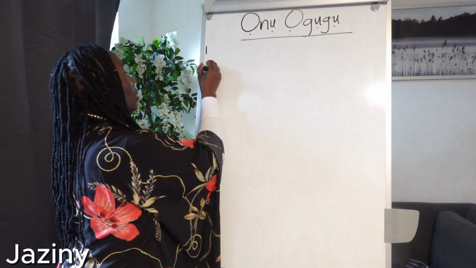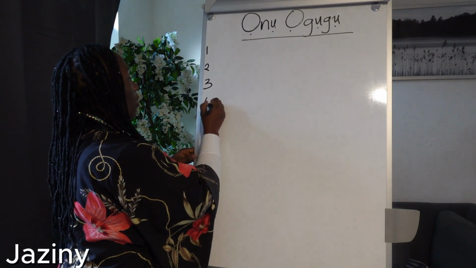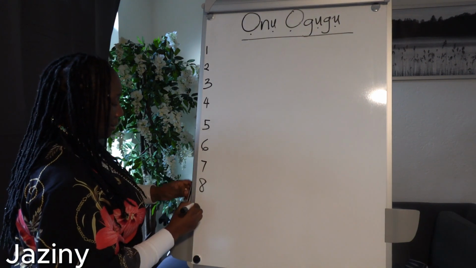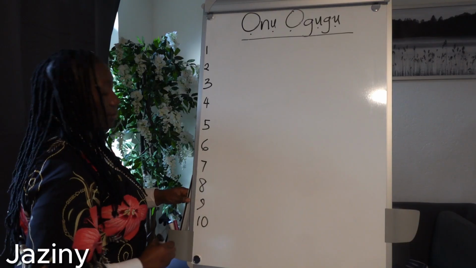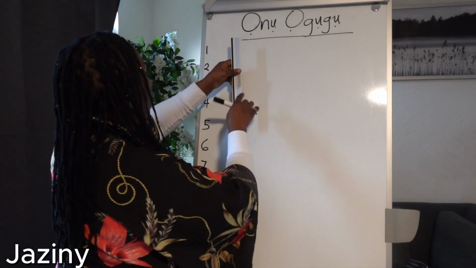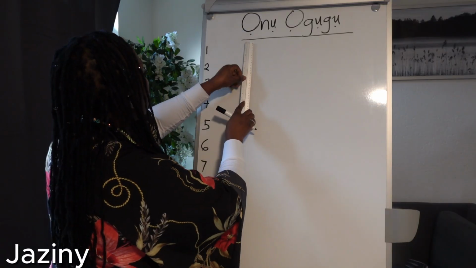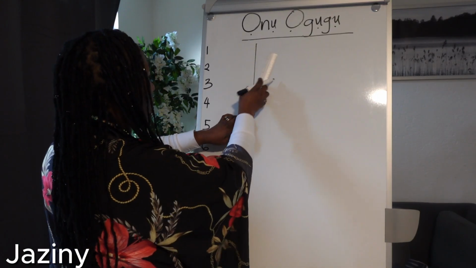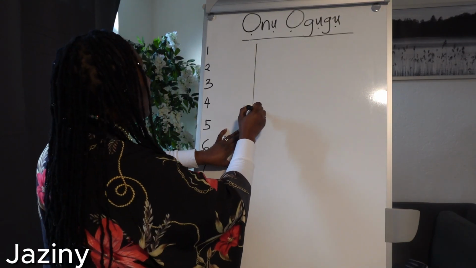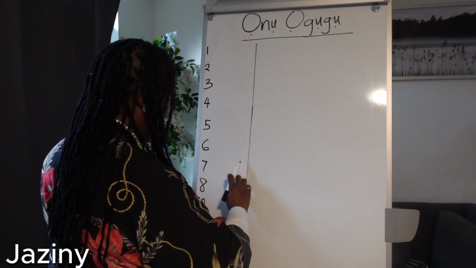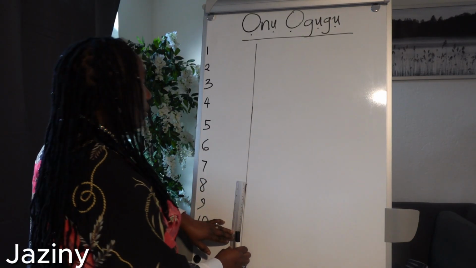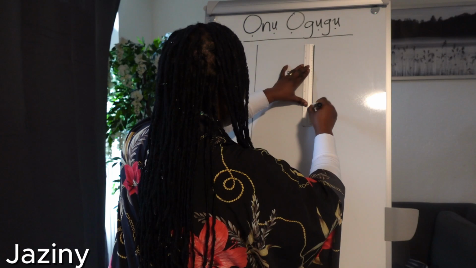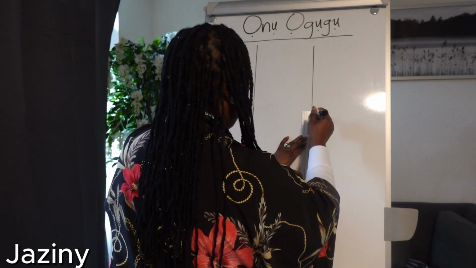This is 1, 2, 3, 4, 5, 6, 7, 8, 9, 10. I'm going to make a ruler line so that I can maximize my board. I don't have a lot of space and I don't want to quickly clean off what we are writing, so I'm making a line. I'm going to partition the board into 3 so that we can maximize the board for today.